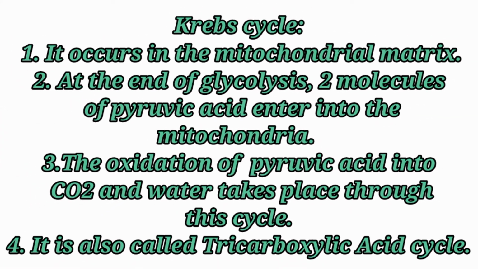Krebs cycle, it occurs in the mitochondrial matrix. At the end of glycolysis, 2 molecules of pyruvic acid enter into the mitochondria. The oxidation of pyruvic acid into carbon dioxide and water takes place through this cycle. It is also called tricarboxylic acid cycle.